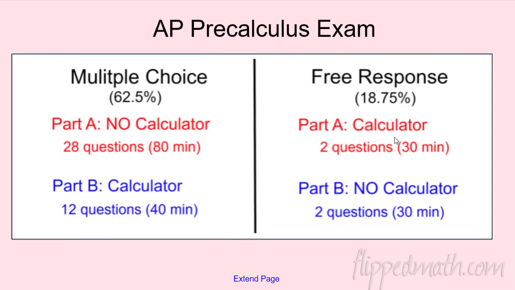So part A is going to be with the calculator. You got 2 questions on the calculator. Then part B, no calculator. You also have 2 questions. About 15 minutes per question to make sure you're good to go.